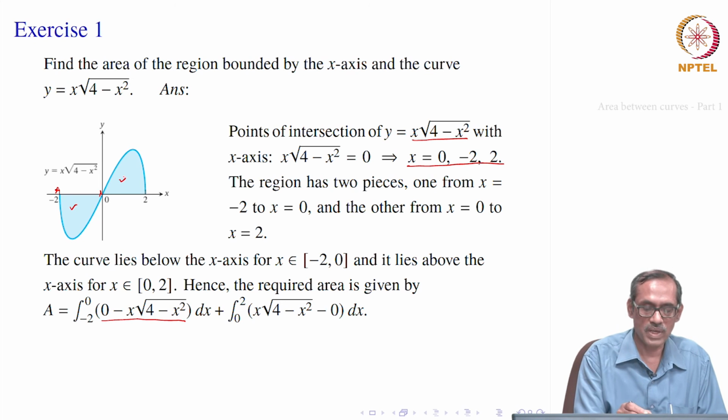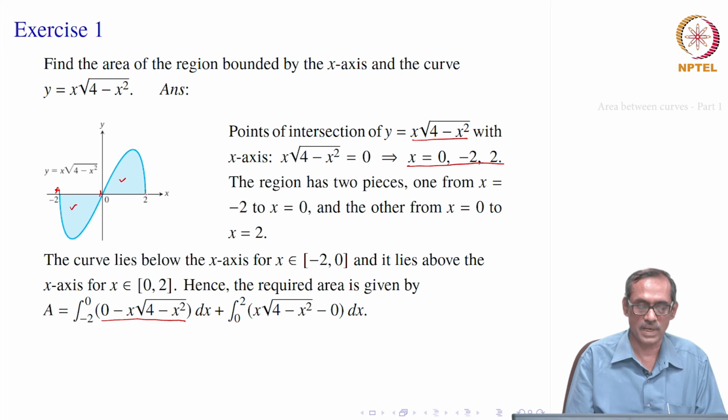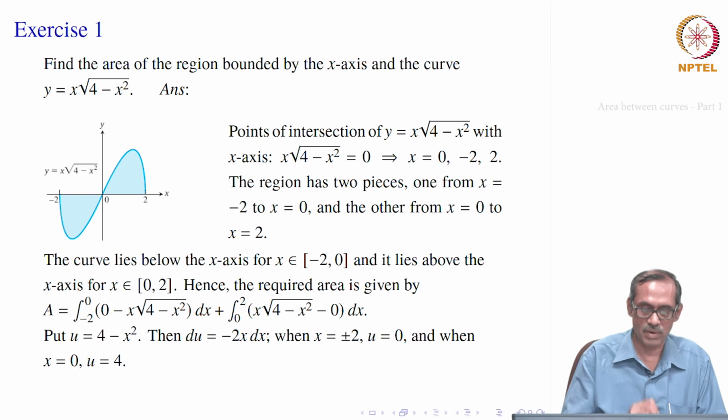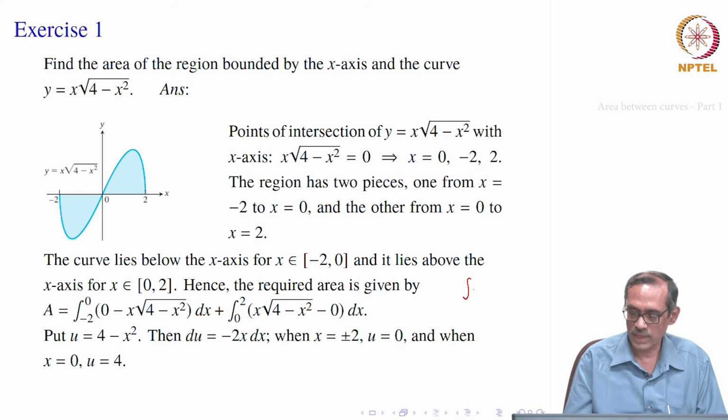And then we add the other area, where x varies from 0 to 2, where the upper curve is x into square root of 4 minus x square, and the lower one is y equal to 0. So, that gives x into square root of 4 minus x square minus 0. Now, it is a matter of evaluating the integral. How to evaluate? We have anyway to evaluate this integral, x square root of 4 minus x square dx.